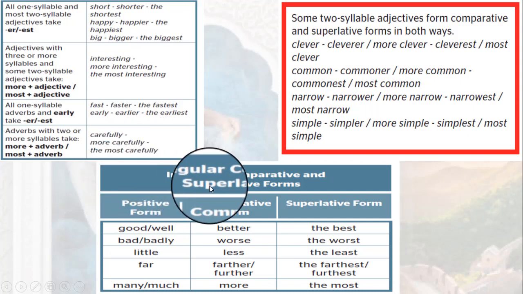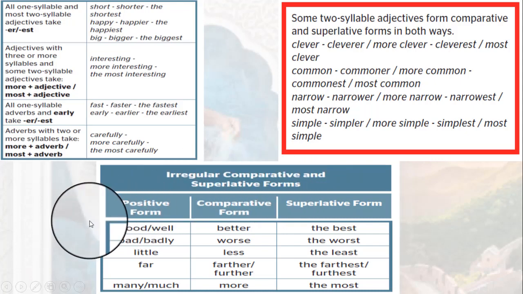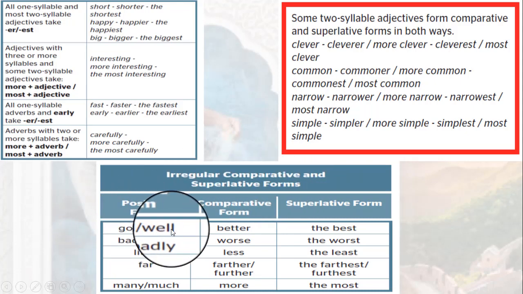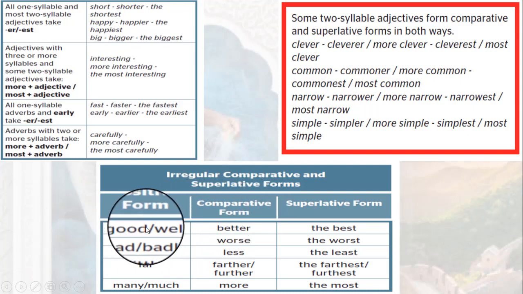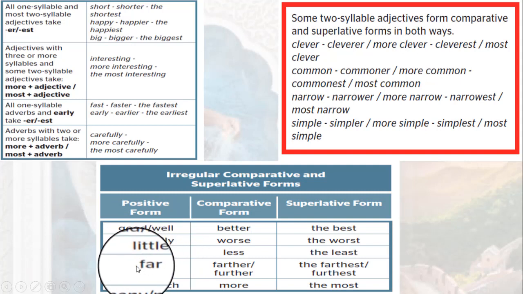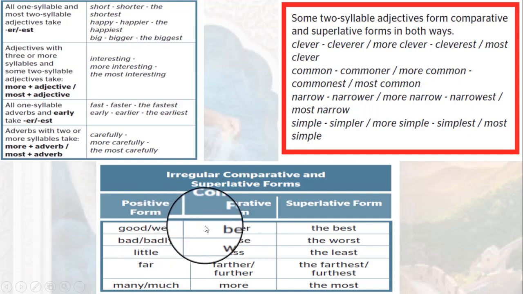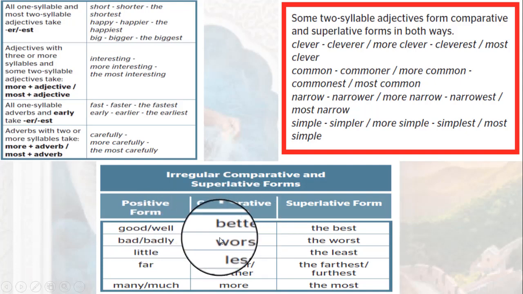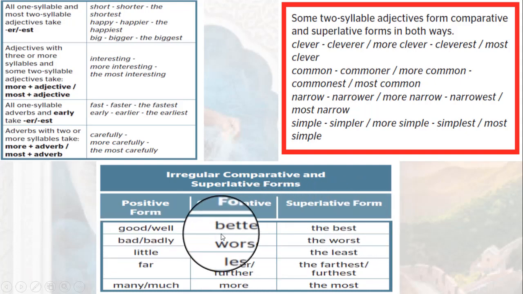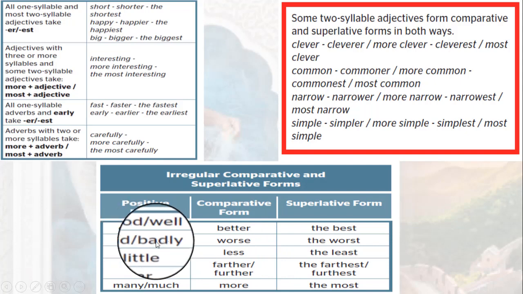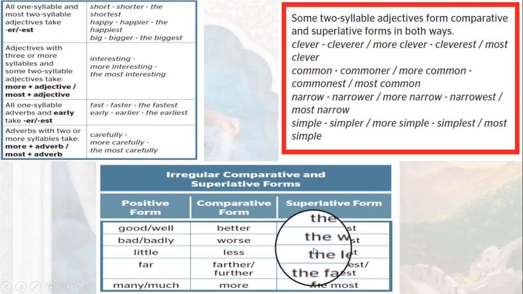Again, there are some irregular comparatives and superlatives, like good and well, like bad and badly, like little, like far, and like many and much. For good and well, the comparative is better and the superlative is the best. Worse is the comparative for both bad and badly, and their superlative is the worst.